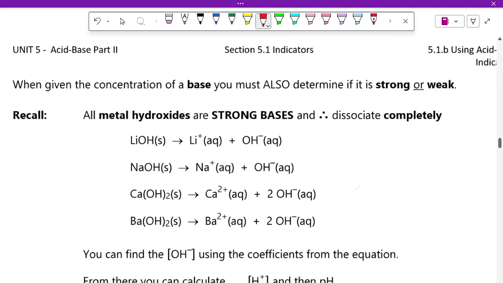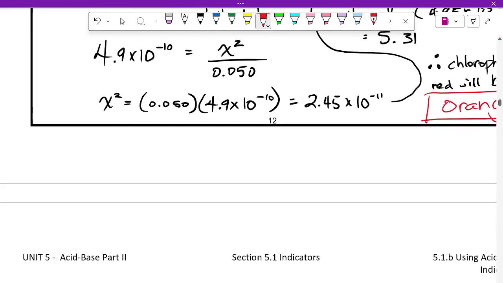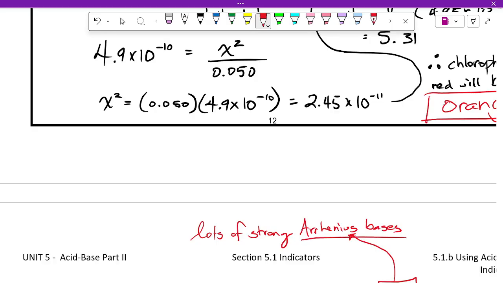When given the concentration of a base, you must also determine if it is strong or if it is weak. How do you know if you have a strong base? There are only 2 strong Bronsted-Lowry bases, but there's lots of strong Arrhenius bases. And what are our Arrhenius bases? Metal hydroxides.